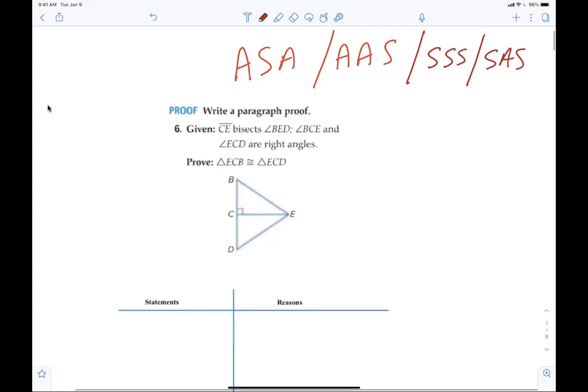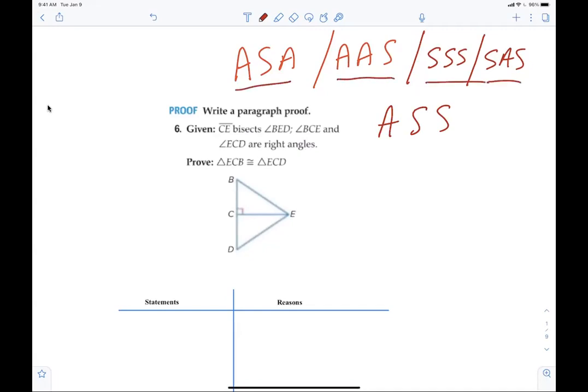You are not allowed to use angle, side, side. That is the one you are not allowed to use, for obvious reasons. If you put that on your paper, we will have trouble. So with that being said, these are the only 4 methods.